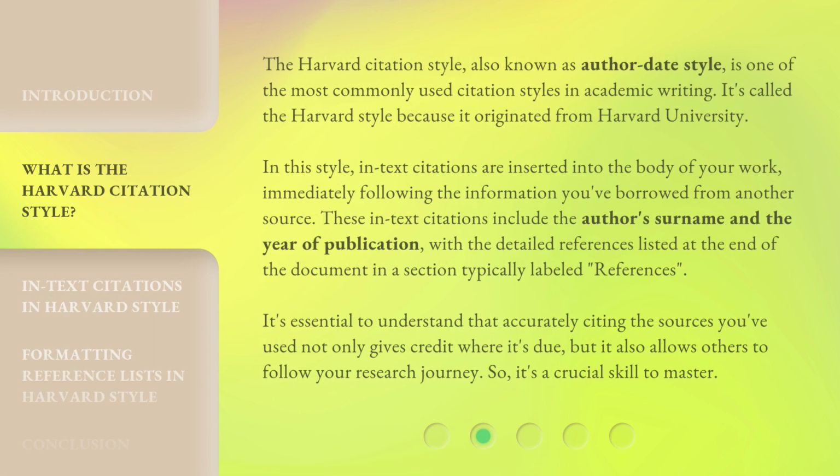The Harvard Citation Style, also known as author-date style, is one of the most commonly used citation styles in academic writing. It's called the Harvard style because it originated from Harvard University. In this style, in-text citations are inserted into the body of your work, immediately following the information you've borrowed from another source. These in-text citations include the author's surname and the year of publication, with the detailed references listed at the end of the document in a section typically labeled References.